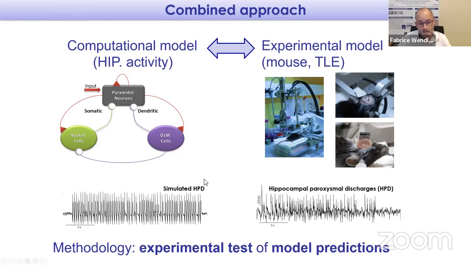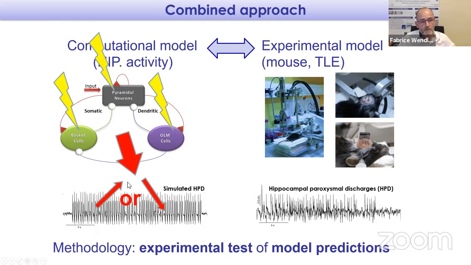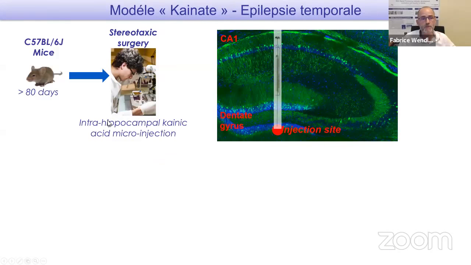So what we do basically is simulate HPDs. We reproduce those HPDs in the model, and then we study the impact of neuromodulation at the level of the main pyramidal neurons or the interneurons to derive some results on either the increase or the decrease of HPDs in silico. And then we run the experiments to validate the model predictions.